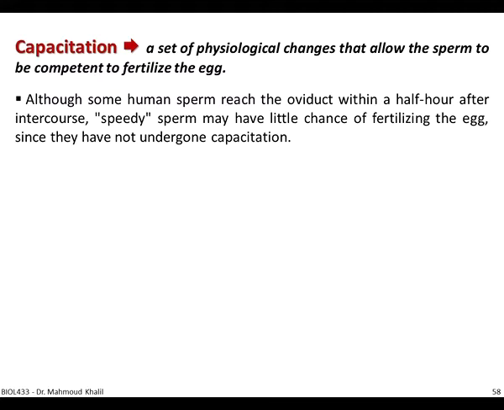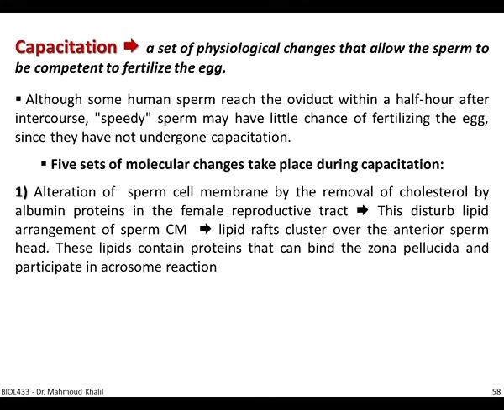Okay, so this proves that even speedy sperm can reach the ovum very fast, but even if they reach the egg very fast, they might not be able to fertilize it because they didn't undergo capacitation. As we said, capacitation is a set of physiological changes, as we'll discuss now, that helps the sperm be competent to fertilize the egg.